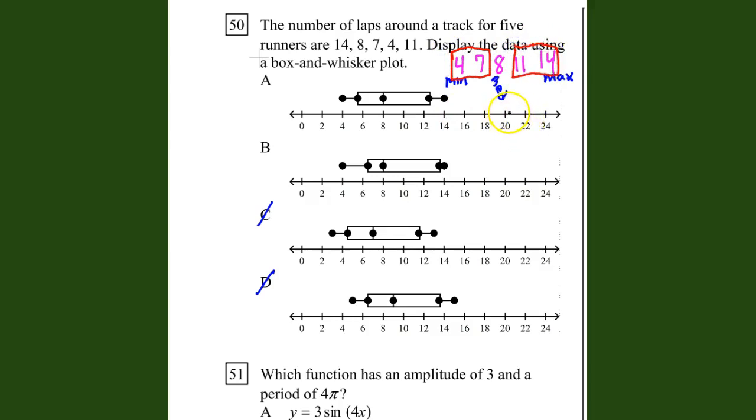So after little calculations, you can find out, well, 4 plus 7 divided by 2 would be 5.5. And then the median of these two would be, see, 11 plus 14 would be 25 divided by 2 would be 12.5. So that looks like to be right here 5.5 and then 12.5 for the Q3. So we have A.